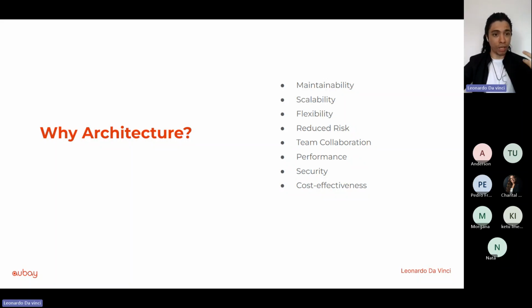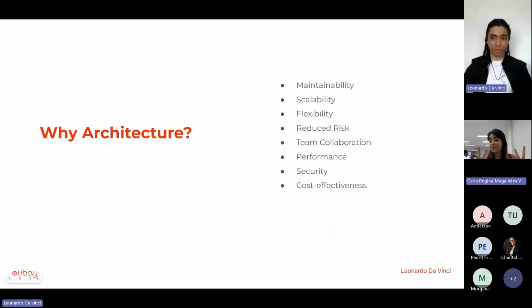And of course, if you can maintain things easier and scale them easily, you can have reduced risks, right? Because you can say, hey, I can know more or less how much time it will take to fix that bug or to do that new feature, right? So it reduces the risk, enables collaboration, and performance and all that.